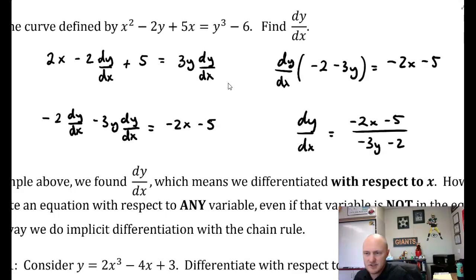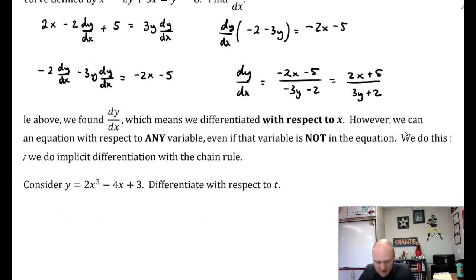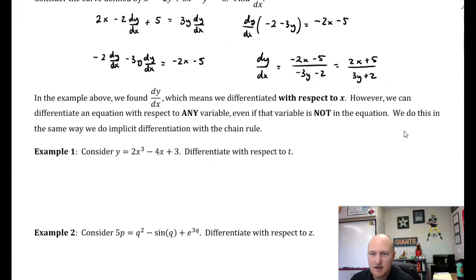I did have some students say, hey, I want to factor out that negative. Can I take a negative out of both? And the answer is yes. This is also correct. If I factor out a negative and then cancel them from the numerator and the denominator, I get 2x plus 5 over 3y squared plus 2. All right, so that is implicit differentiation, and we differentiate with respect to x.